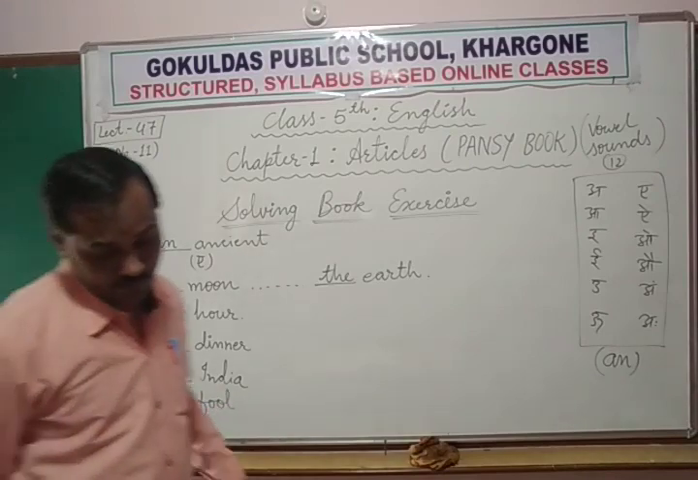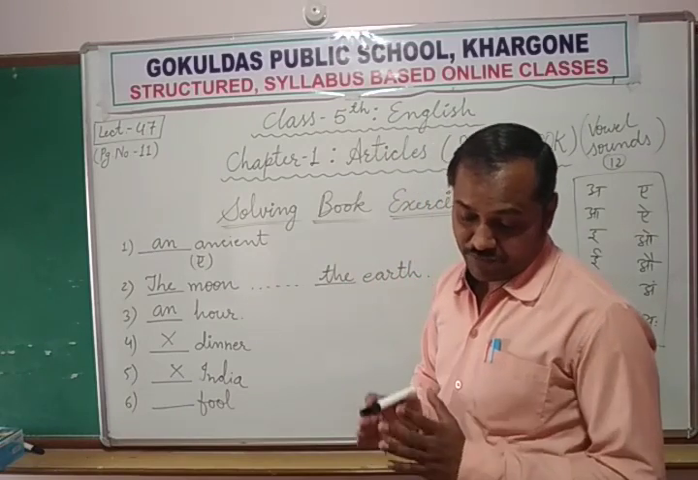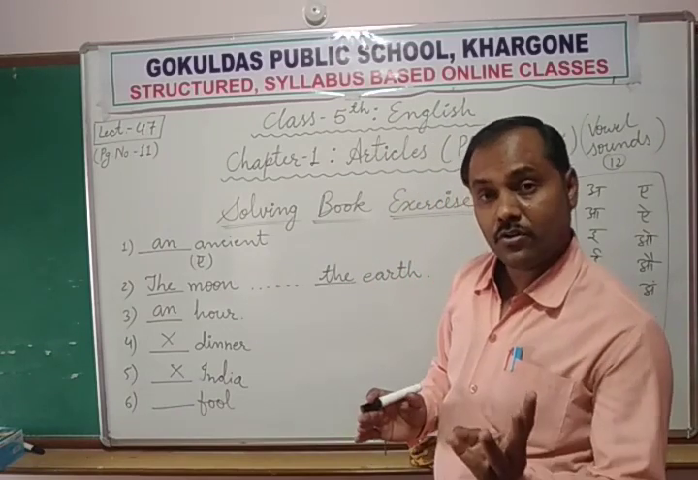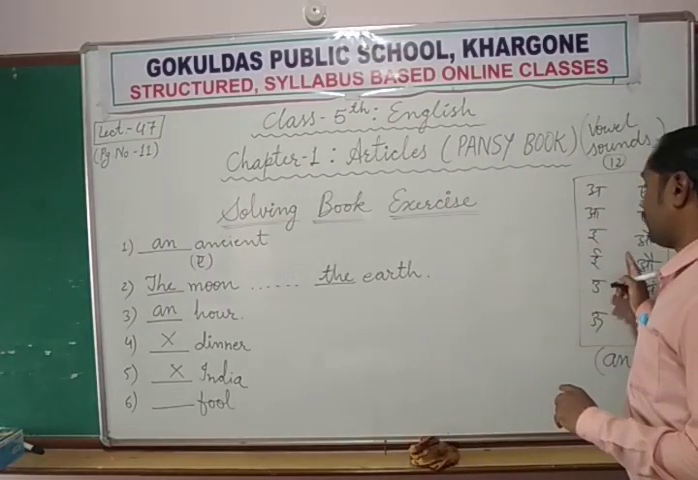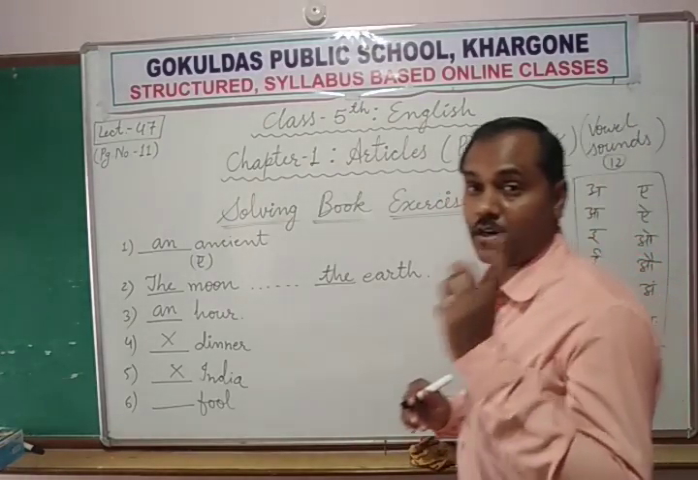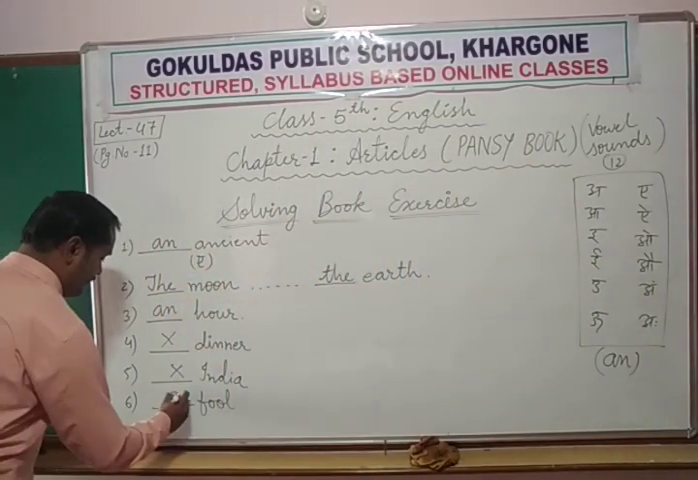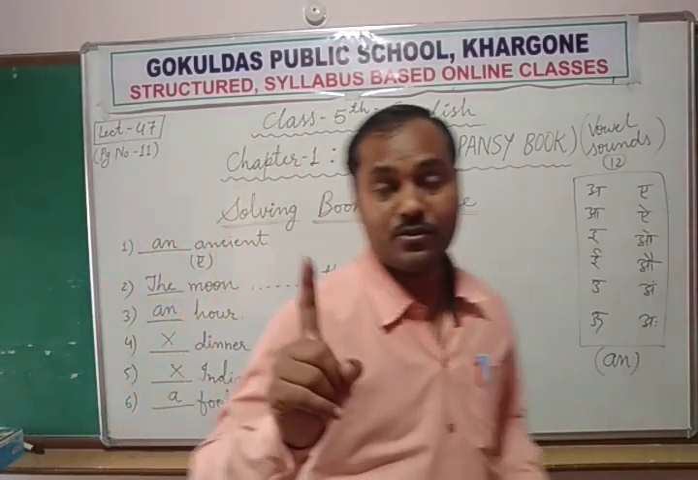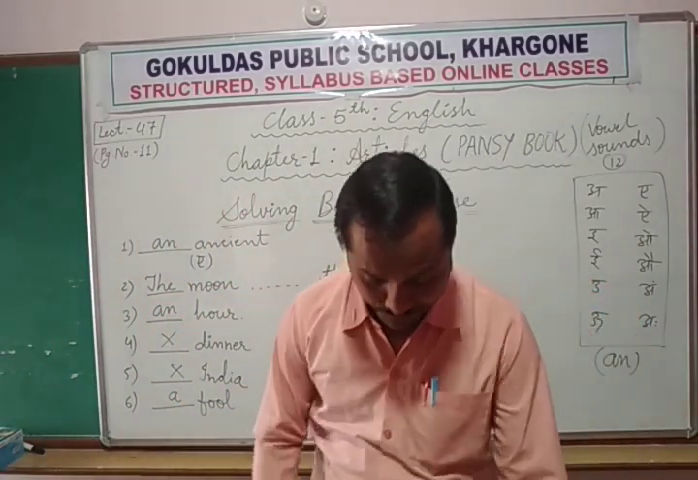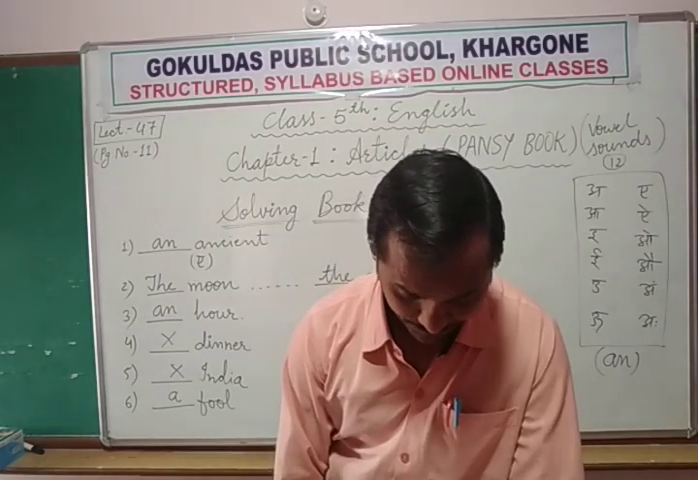Fool. Now, before fool: he laughs like a fool or an fool? A or an. Fool begins with f, and f doesn't belong to this group. So, a fool. A is used for a singular. A fool. Okay. So, he laughs like a fool.